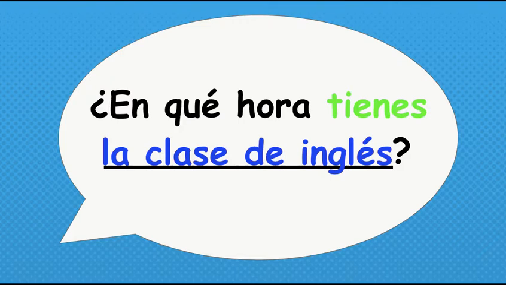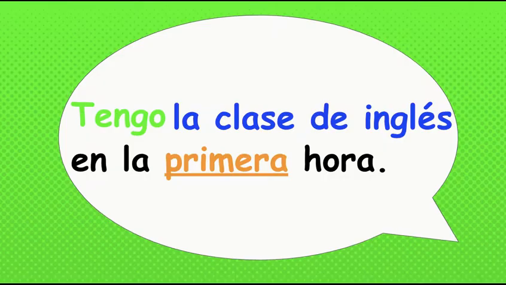And there's several ways that you could go about answering this, but let's go ahead and imagine for a second that we had it in the first period. So the first thing that we want to say is I have. So the way that we'd say that in Spanish is tengo. So tengo means I have. Then tengo la clase de inglés. I have English class en la primera hora, in first period.